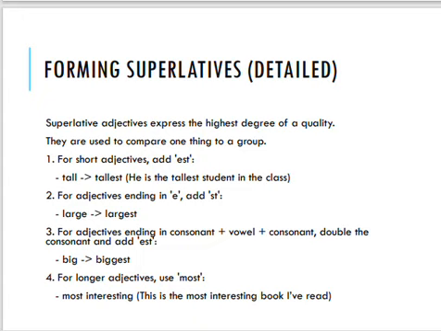2. For adjectives that end with "e", simply add "st". For example, large becomes largest. This is the largest room in the house. 3. For consonant-vowel-consonant adjectives, double the final consonant and add "est". For example, big becomes biggest. This is the biggest cake. For longer adjectives, we use "most". For example, interesting becomes most interesting. This is the most interesting book I've read.